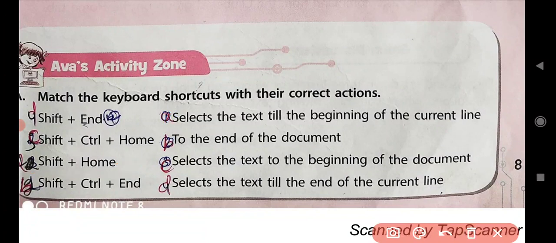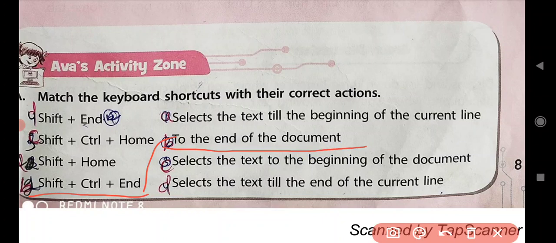After that we come to the next, that is shift plus control plus end. So the action of this shortcut is to select the text to the end of the document. So by this we have completed our activity A.